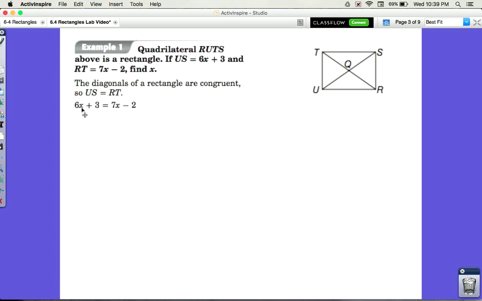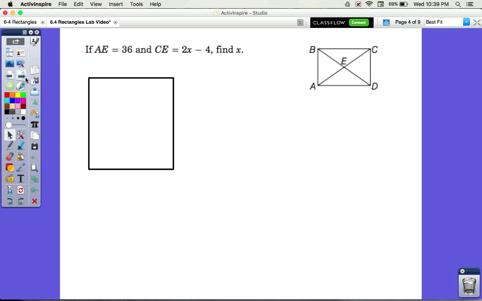So we can say that 6x plus 3 equals 7x minus 2. We are going to subtract 6x on both sides and get that 3 equals x minus 2. Then we're going to add 2 to both sides and we get that 5 equals x. So I want you to pause the video and try this one on your own.